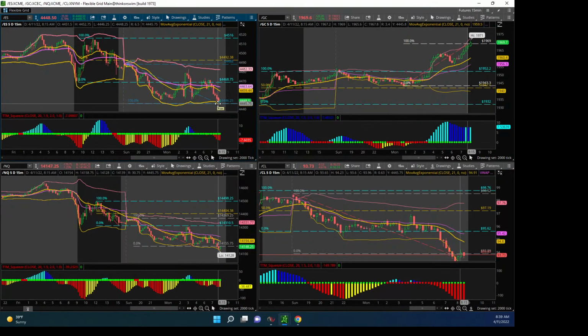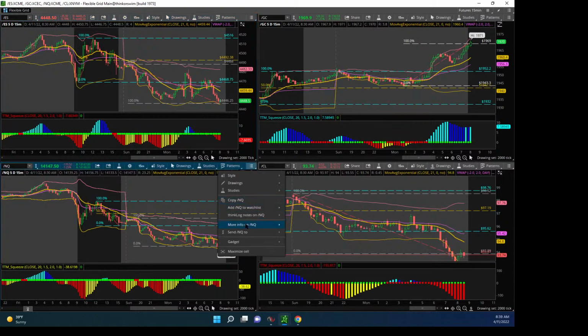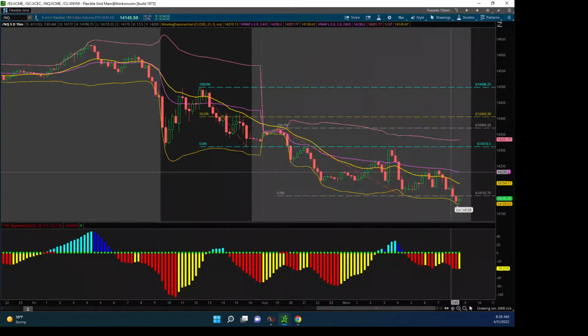ES, finding a new low right here. Same as NQ. Oh, that's the move in. Oh, I thought it was a move in gold to the upside. Still grinding, grinding higher.